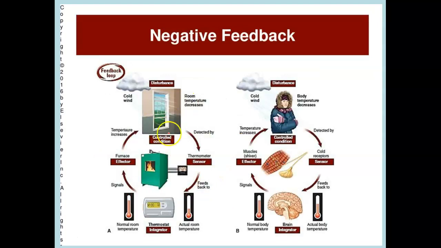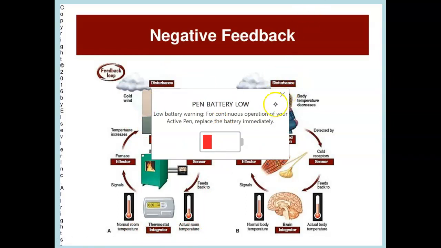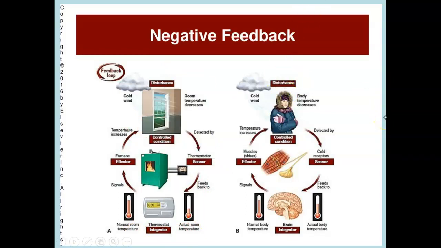So let's say there's a disturbance, the room temperature decreases, let's say at home. Let's say it's cold in your room, you open a window and cold air comes in. It's detected by the thermometer. The thermometer sends information to the thermostat that tells the furnace, hey, flip on so that we can increase the room temperature. This process will go on. The furnace will continue to run until the normal temperature is reestablished, and then the furnace turns off. Same thing happens with us.